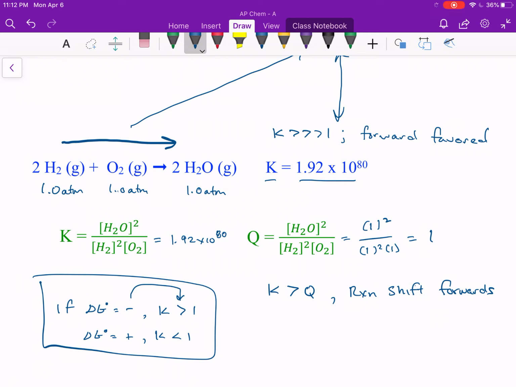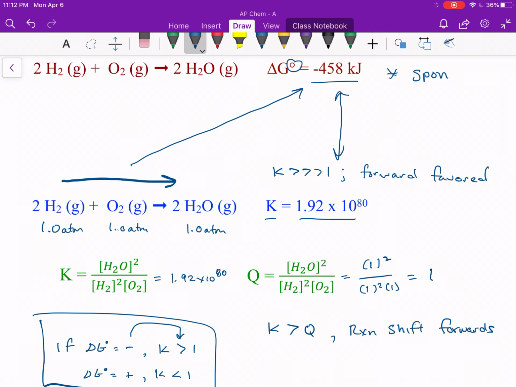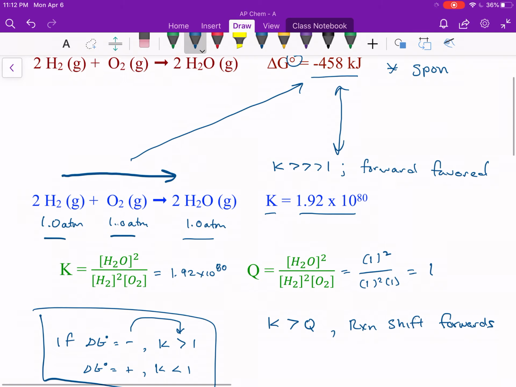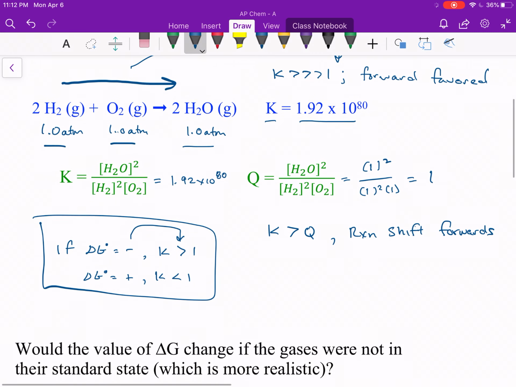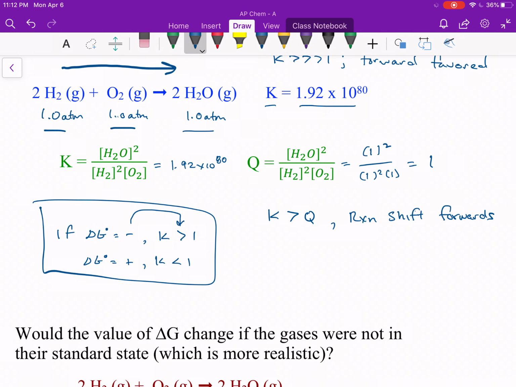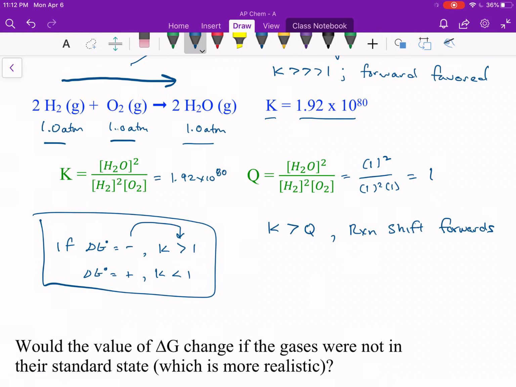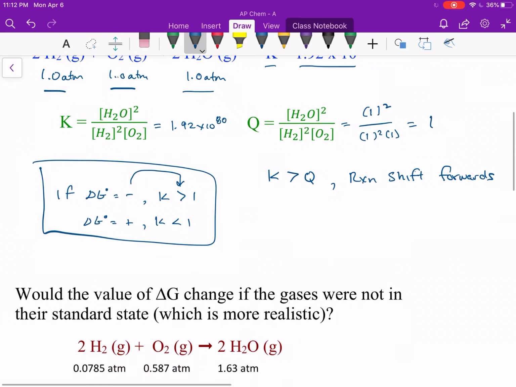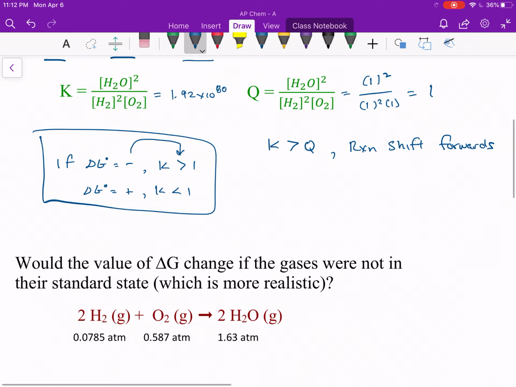Now, these reactions assume that things are in their standard state, in the case of gases at 1 atm. But quite often, we don't work with gases in their standard state, or any reactants in their standard state, really. And so the question becomes, would the value of delta G change if the gases were not in their standard state? For instance, let's say we had a reaction that's been occurring for a little bit, and we see that we have these pressures for each individual thing.